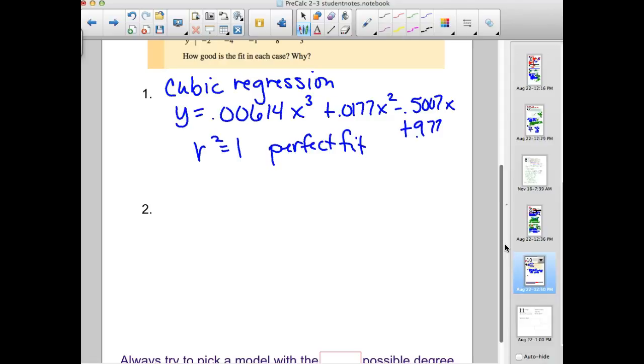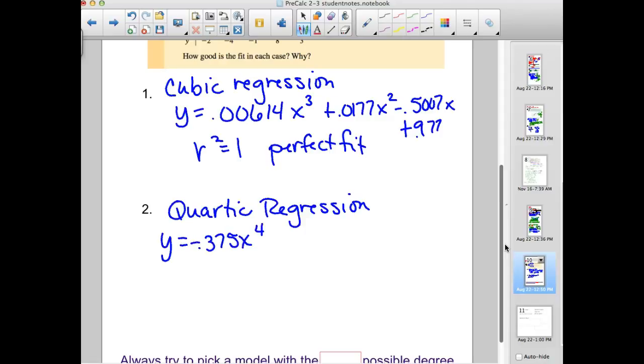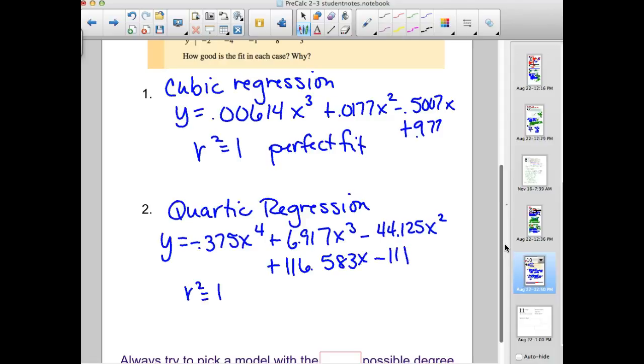And then for the quartic regression, we had 5 points, so we could find a quartic regression. Y equals negative 0.375 x to the 4th plus 6.917 x cubed minus 44.125 x squared plus 116.583 x minus 111. And again, your r squared value is 1, which means a perfect fit.